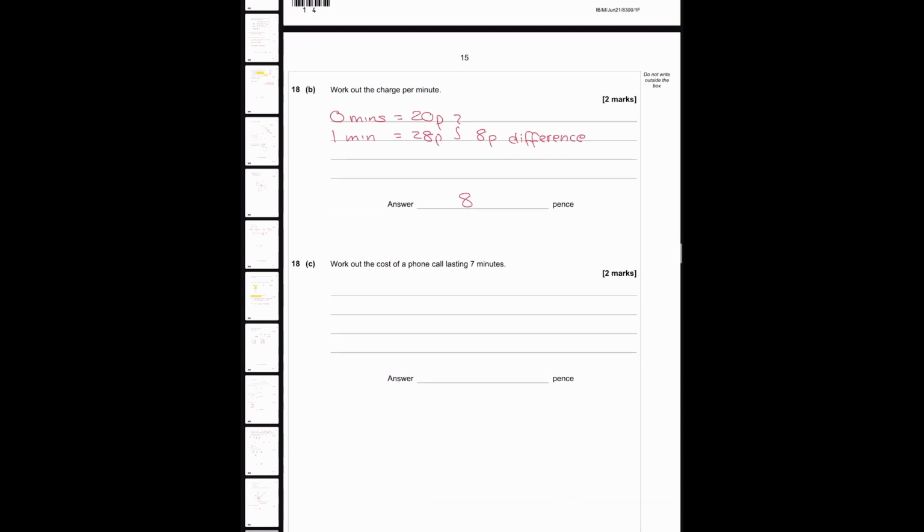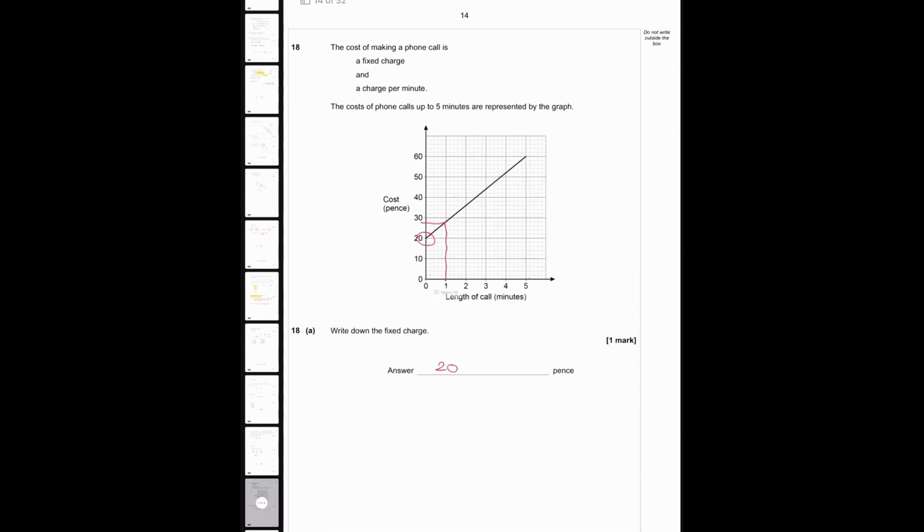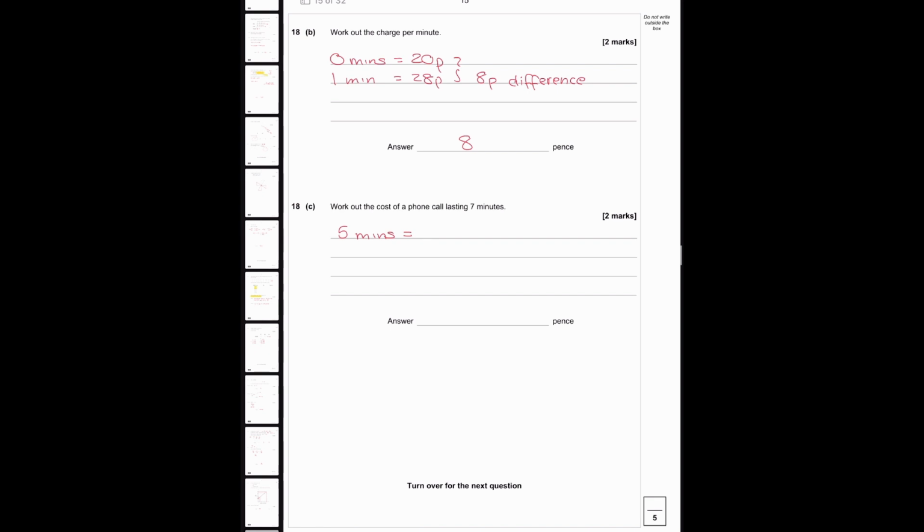The last part of the question asks us the cost of a phone call lasting 7 minutes. We cannot just read this off the graph since our graph ends at 5 minutes. But the graph tells us it costs 60 pence for 5 minutes, and we know the costs per minute. This means that 6 minutes would cost 68 pence and that 7 minutes would cost 76 pence.